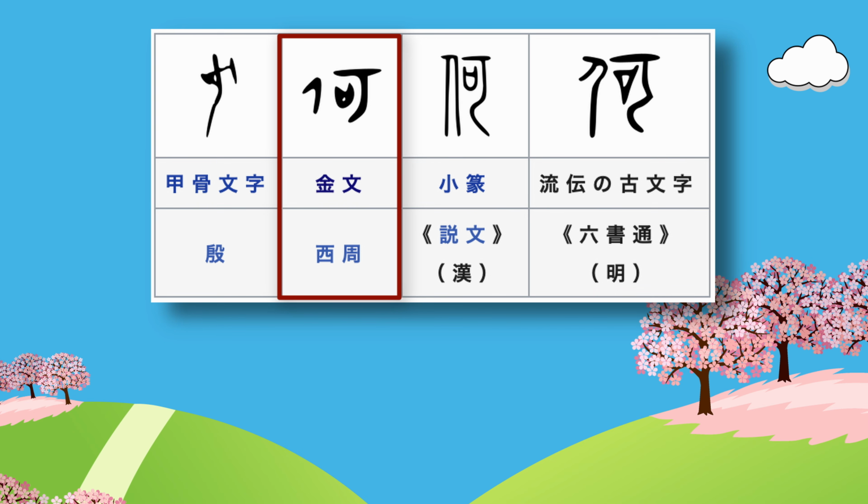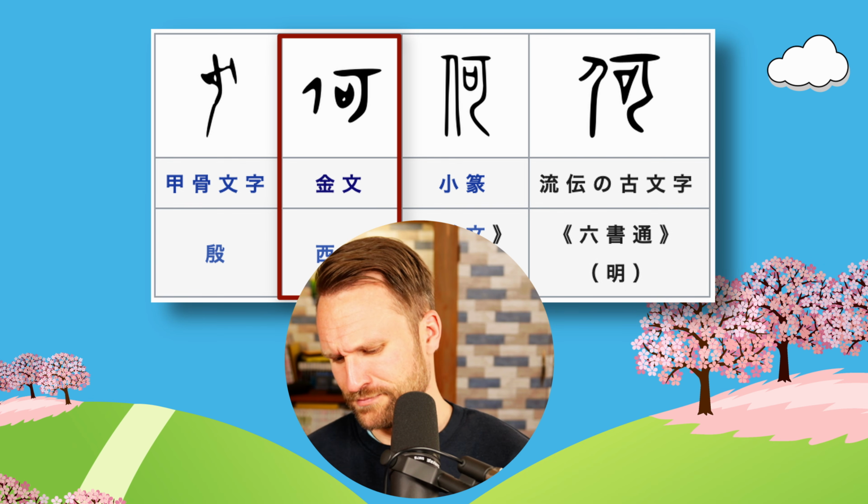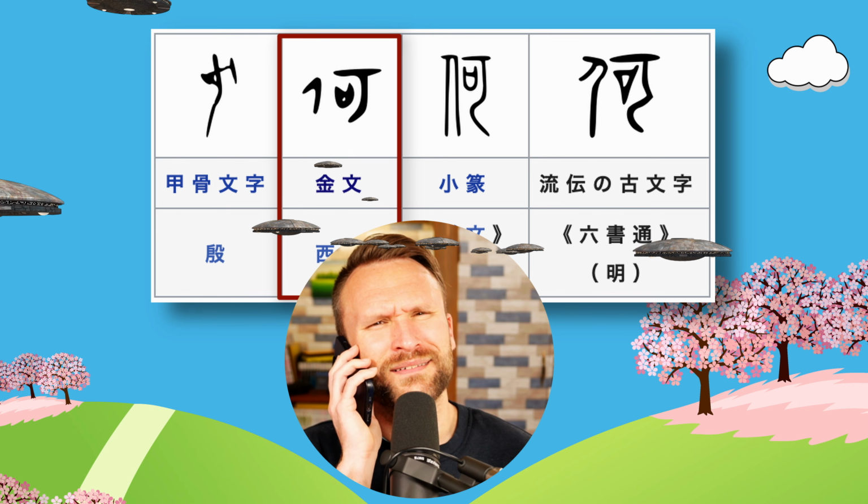The kanji as a whole was eventually borrowed for the interrogative, what? Interrogative? What? Yeah. What?